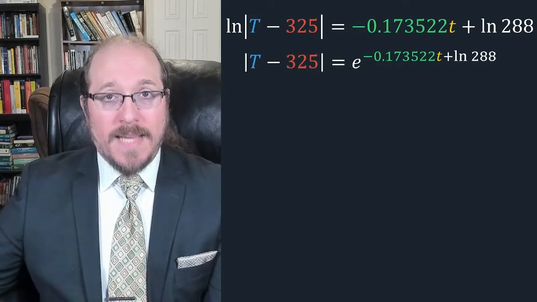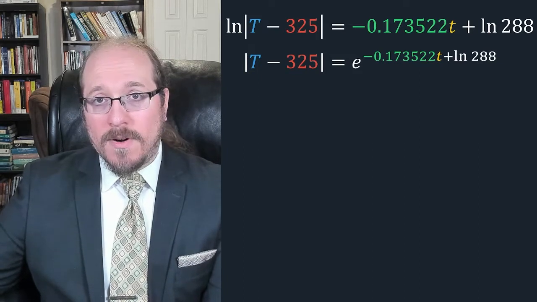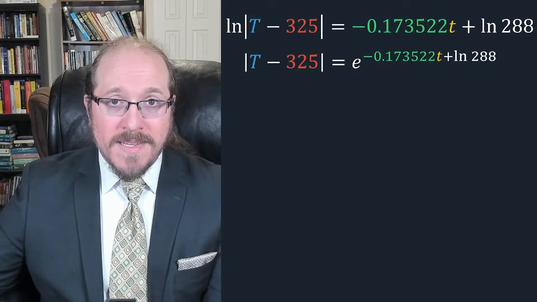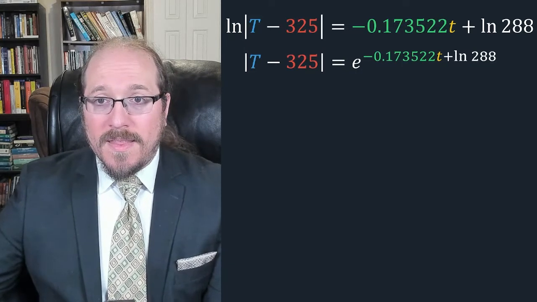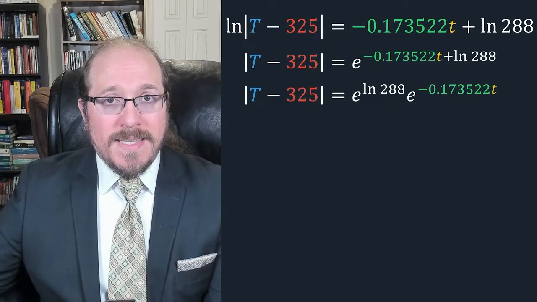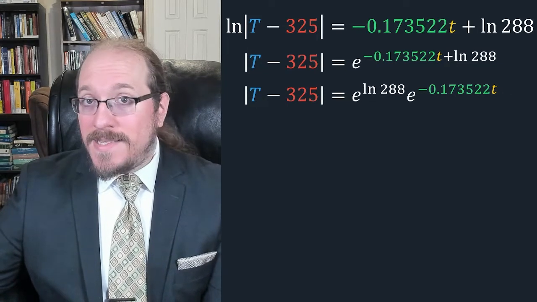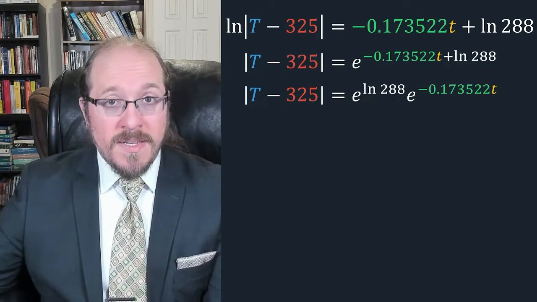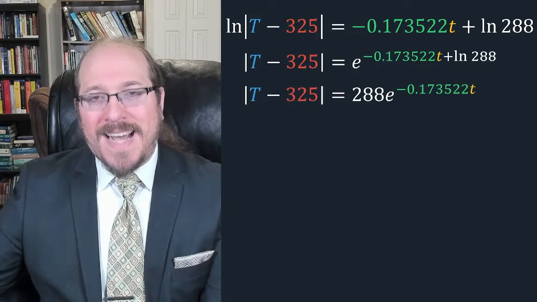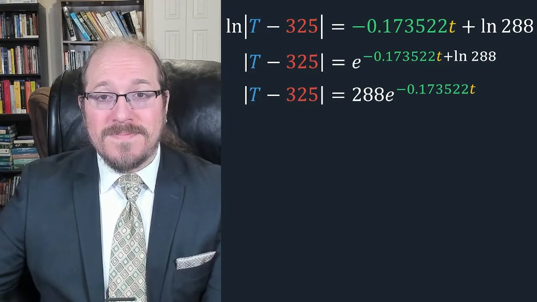So now we've got the absolute value of temperature minus 325 equals e to the power of k times time plus natural log of 288. Remember, k is the value we found earlier. Then we could use our exponent properties to split that up into e to the natural log 288 times e to the kt. And again, since exponential and logarithmic functions are inverses, that first part just cancels out to 288. That's why we kept the natural log intact. It cancels out so nicely.